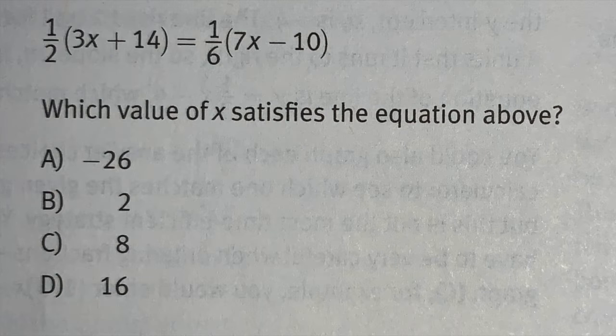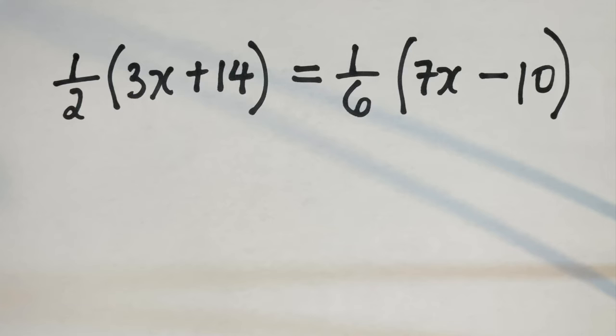On to the explanation. For example, we have the same question from before: one half times (3x plus 14) equals one sixth times (7x minus 10). And the question says, which value of x satisfies the equation above? So basically, this question is asking us to isolate the variable, or find what x is equal to.